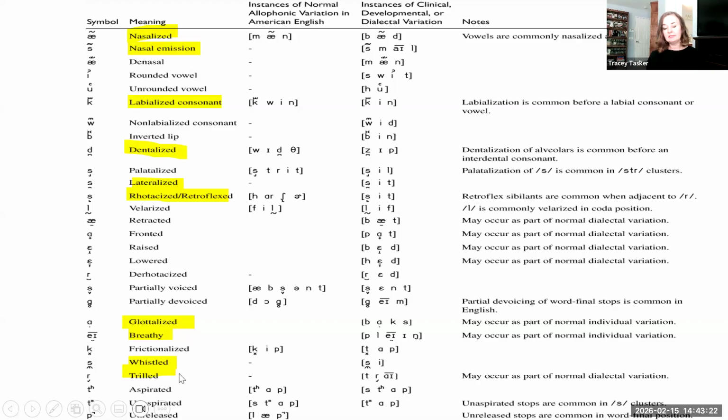Trilled would be an example. We don't trill our R's typically in English, but in other languages, R's are trilled, such as Italian or Spanish. So that would be something that we want to note as a dialect difference versus a disorder, for example.